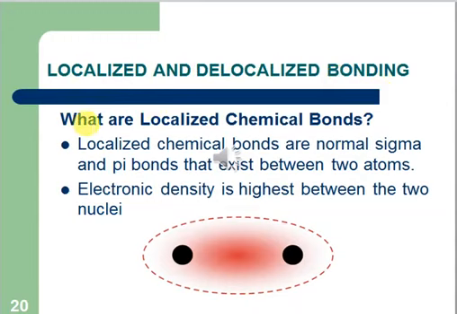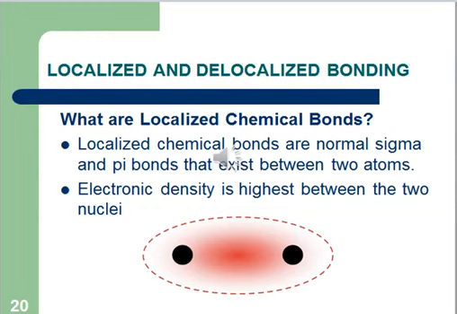So let's consider what we mean by a localized chemical bond. A localized bond is basically a covalent bond in which the electronic density remains fixed between two atoms. Any covalent bond, whether a sigma bond or a pi bond, in which the electronic density remains fixed between two atoms is called a localized chemical bond, and such bonding is called localized chemical bonding.